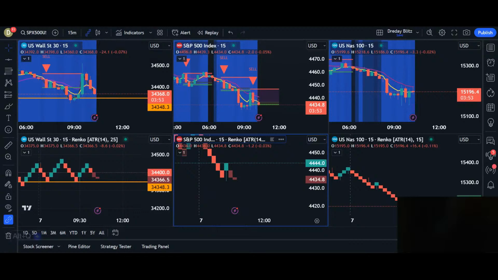And S&P 500 is showing us a sell right now, but it's not fully confirmed. And Nasdaq is still tanking here since 4:30 this morning. This is when we had the last signal.